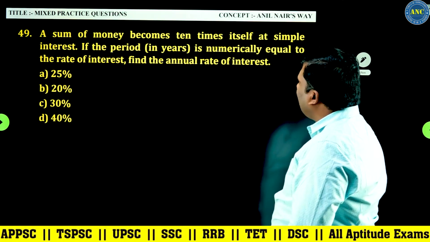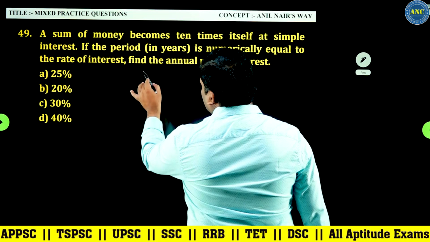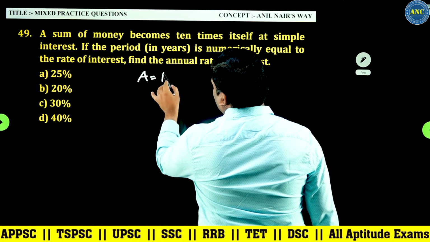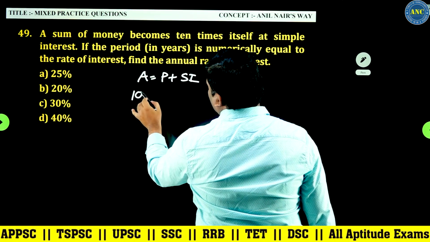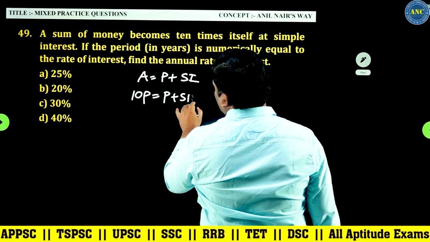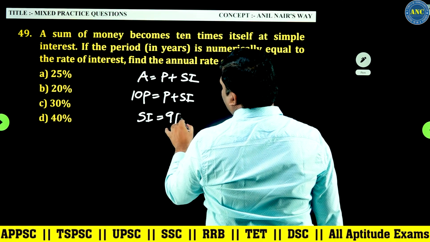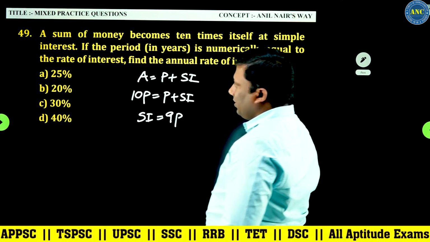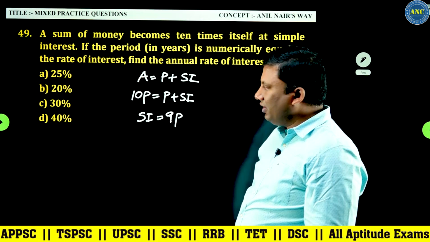A sum of money becomes 10 times of itself. That means the amount is becoming principal plus SI. The sum is becoming 10 times. 10P is P plus SI. So SI will be 9 times the P.